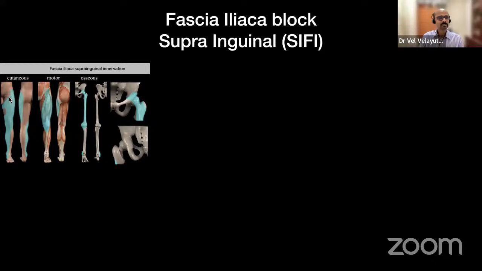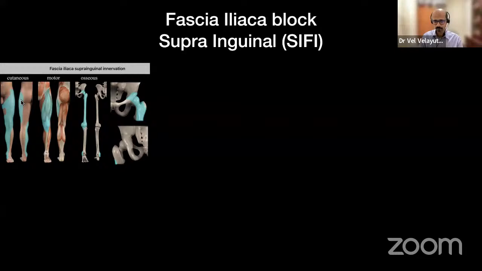So in terms of numbness, if you look at this picture, it numbs predominantly the femoral nerve area and some of the lateral cutaneous nerve area. So you've got two nerves. Muscle-wise, effectively the same thing. Bone-wise, effectively the same area is going to be numb, predominantly the femoral area. So the only addition with a supra-inguinal is you might get the lateral cutaneous. Otherwise, it's pretty much like a femoral nerve block.